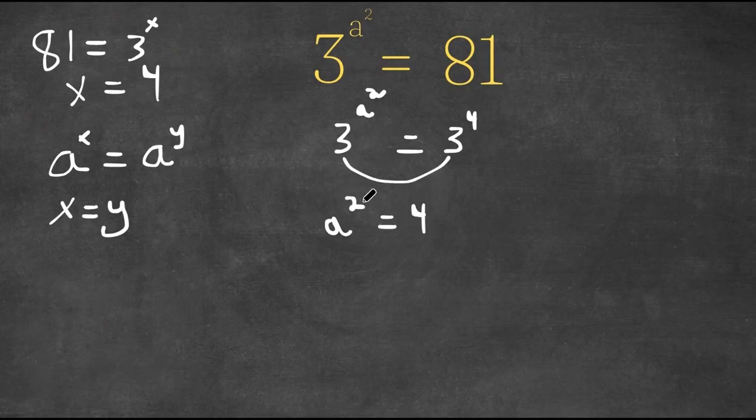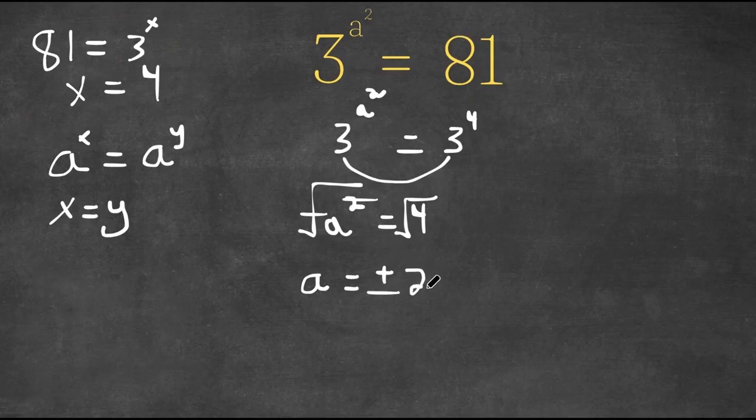Now we want to cancel out this power, so I'm going to take the square root, because remember, the square root is the opposite of the power. Now these two cancel out, and we are left with a is equal to plus or minus 2. Most people would just say that the answer is 2, but it's actually positive or negative 2. So now this is our answer.